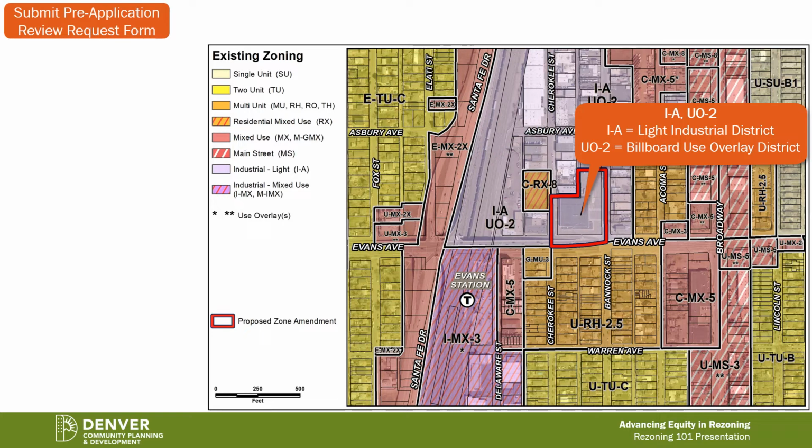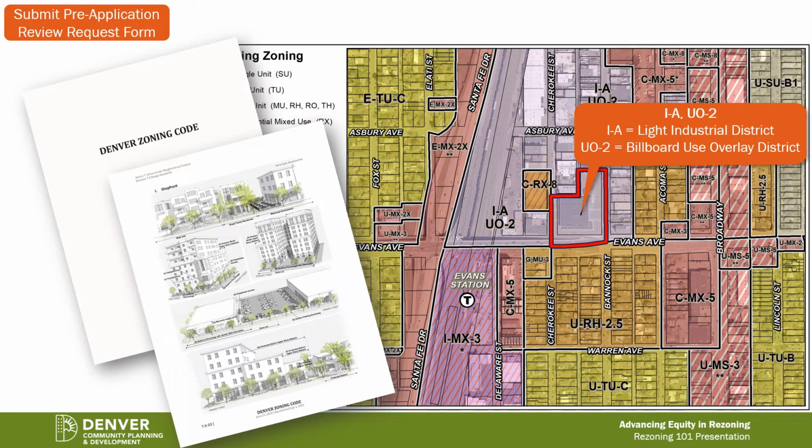What does that mean again? Well, if you saw the presentation on zoning, you should have learned that the zoning code is broken down into different sections, and there are acronyms and numbers that represent zone districts. In the case of our property here, if we scroll through the zoning code, we will find that IA means it's a light industrial district, and UO2 means there is a billboard use overlay district. A use overlay essentially allows different uses than the base zone district.